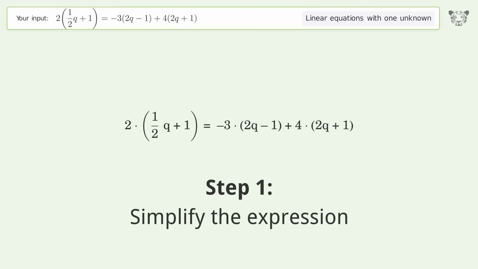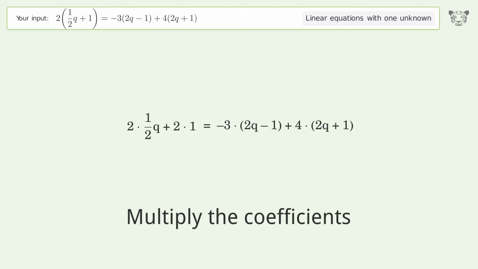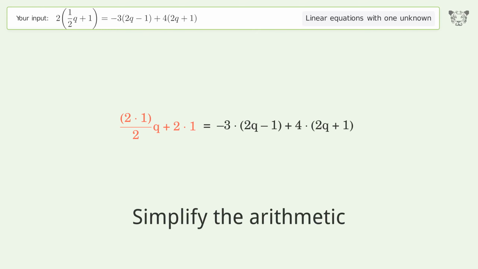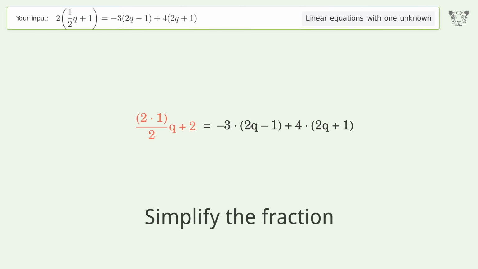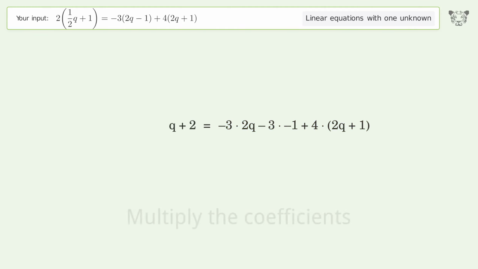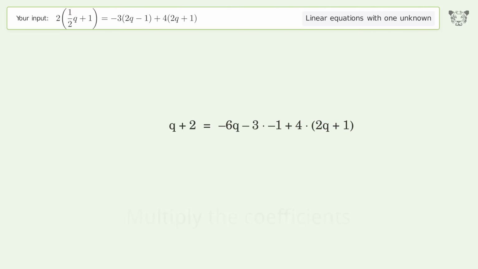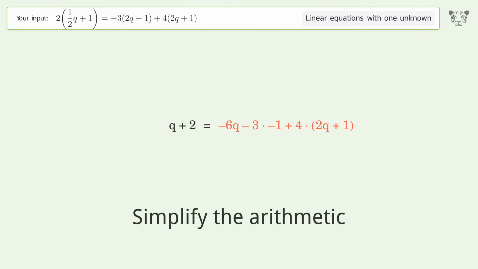Simplify the expression. Expand the parentheses. Multiply the coefficients. Simplify the arithmetic. Simplify the fraction. Expand the parentheses. Multiply the coefficients. Simplify the arithmetic.